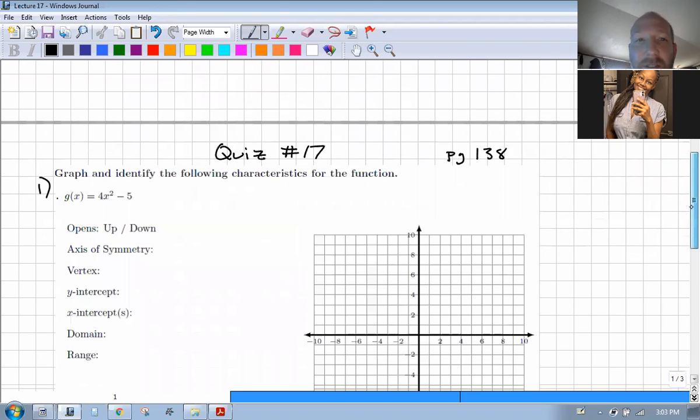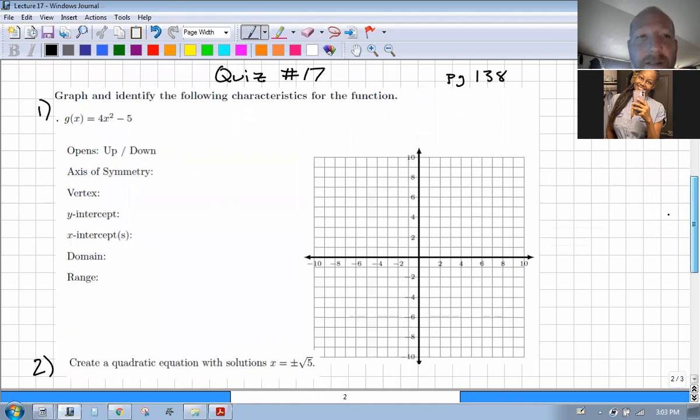So here's your quiz. It's on page 138. Got 2 problems there for you. It's 3:04, so let's take 15 minutes. Would put us at 3:19. So breakout rooms.